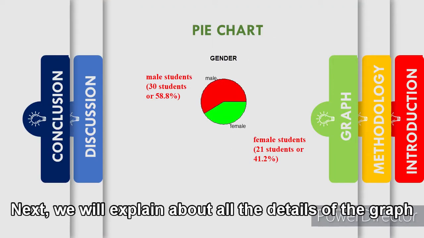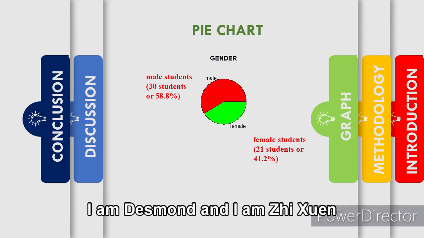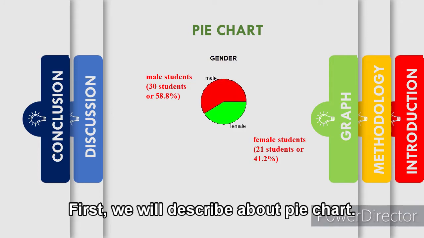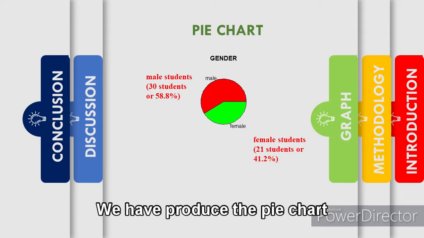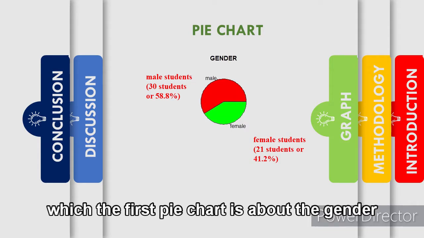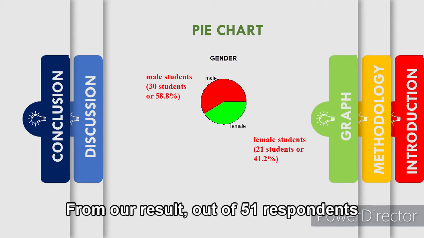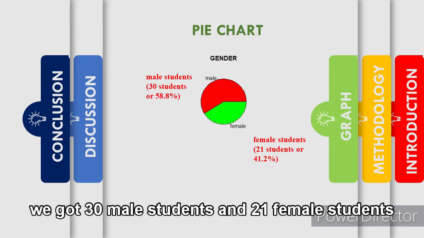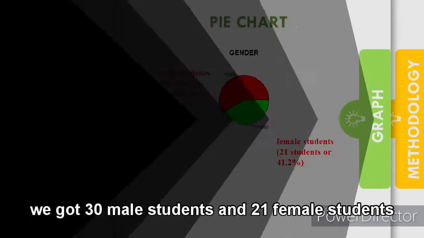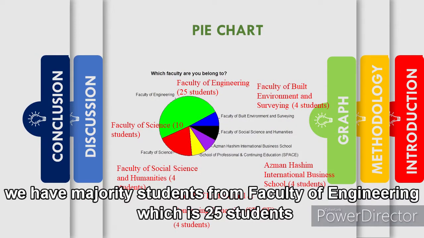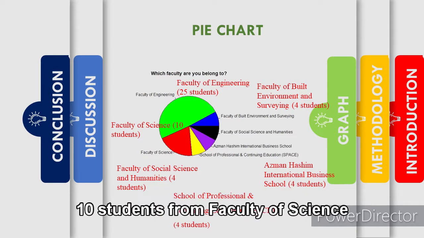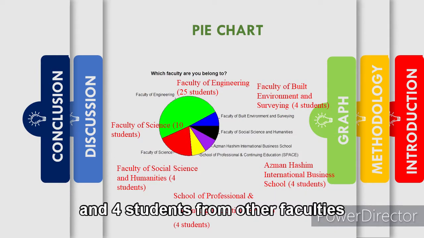Next, we will explain all the details of the graphs. First, we will describe the pie chart. We have produced two pie charts, the first about gender, and the second about which faculty the respondents belong to. From our result, out of 51 respondents, we got 30 male students and 21 female students. We have majority students from Faculty of Engineering, which is 25 students, 10 students from Faculty of Science, and 4 students from other faculties.